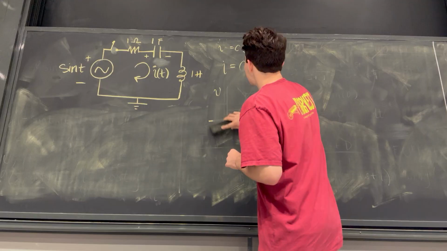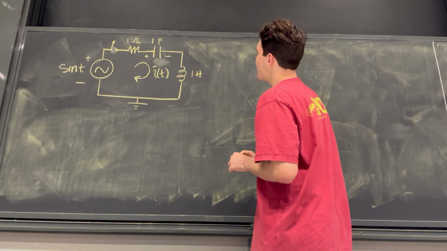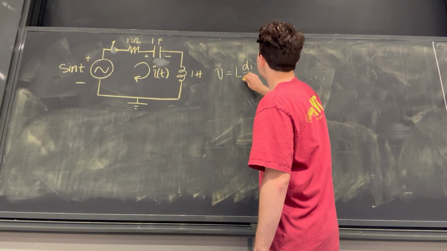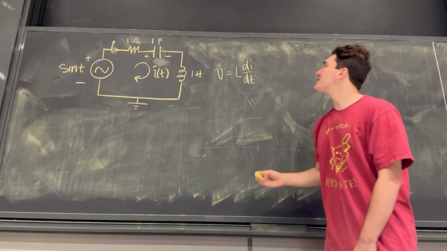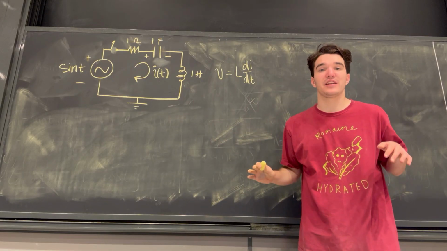The same reasoning also applies to inductors, because the voltage across an inductor is L di/dt. The exact same reasoning says that the current through an inductor must be continuous. It can't have any jumps.